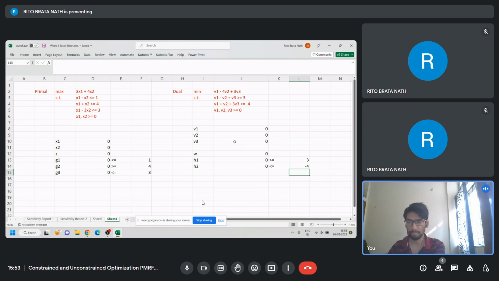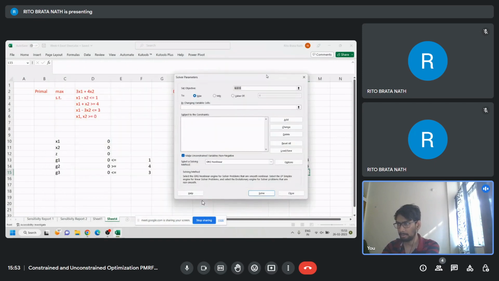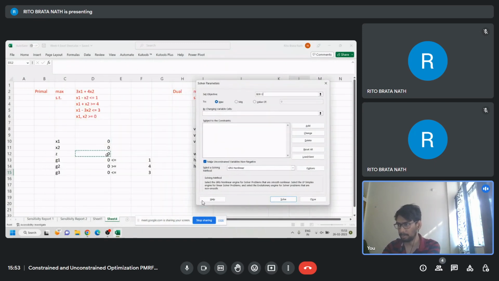Now it's time to solve it, right? So let's solve it as before, Data, Solver. And let's first solve the primal problem. The primal problem objective is this one, D12. This is a maximization problem, by changing the variable values here. Now you have to add the constraints.